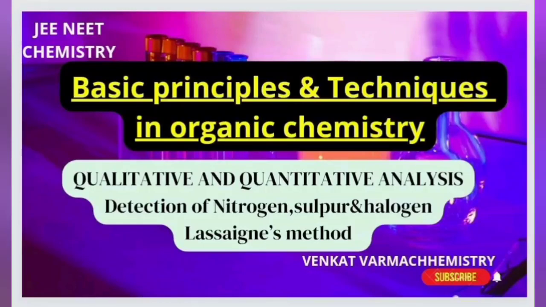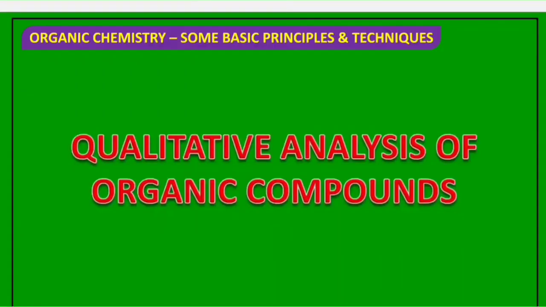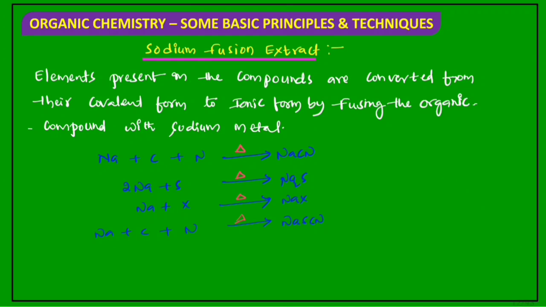Nitrogen, sulfur and halogen present in an organic compound are detected by Lassaigne's test.